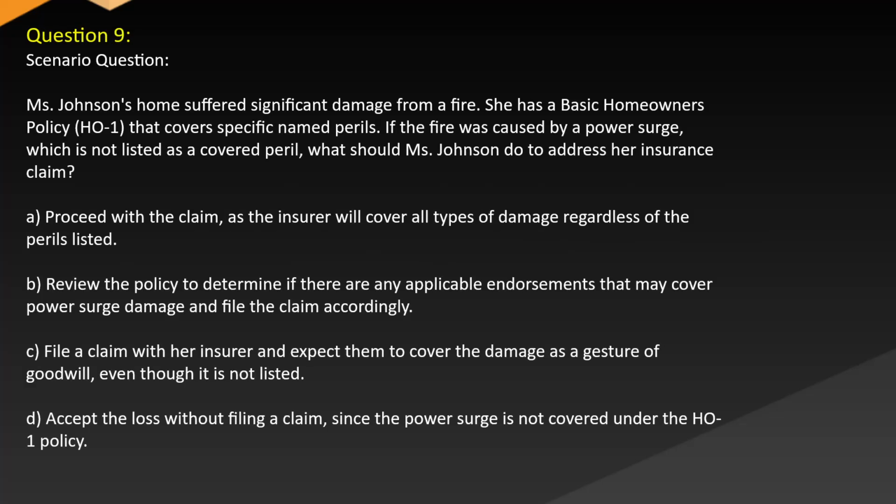Question 9. Scenario question. Ms. Johnson's home suffered significant damage from a fire. She has a basic homeowner's policy, HO-1, that covers specific named perils. If the fire was caused by a power surge, which is not listed as a covered peril, what should Ms. Johnson do to address her insurance claim? A. Proceed with the claim, as the insurer will cover all types of damage regardless of the perils listed. B. Review the policy to determine if there are any applicable endorsements that may cover power surge damage and file the claim accordingly. C. File a claim with her insurer and expect them to cover the damage as a gesture of goodwill even though it is not listed. D. Accept the loss without filing a claim since the power surge is not covered under the policy.